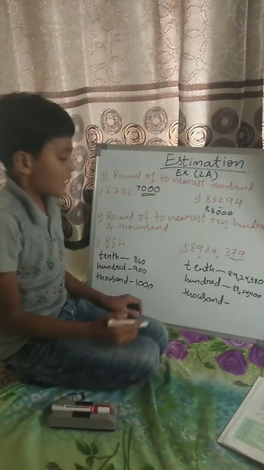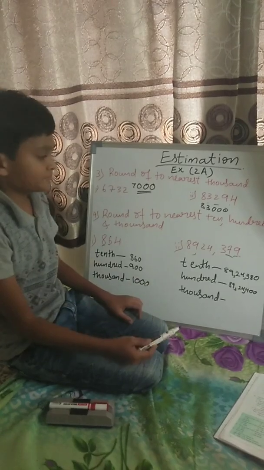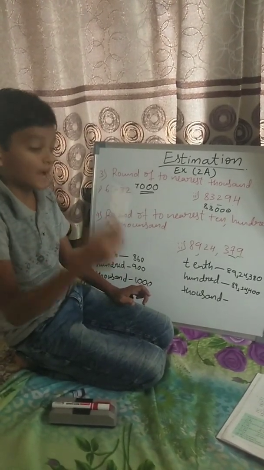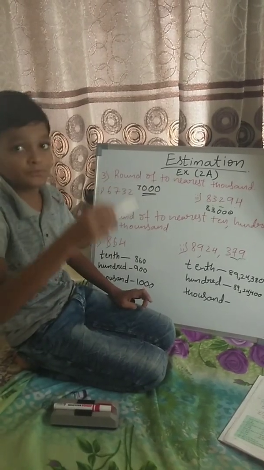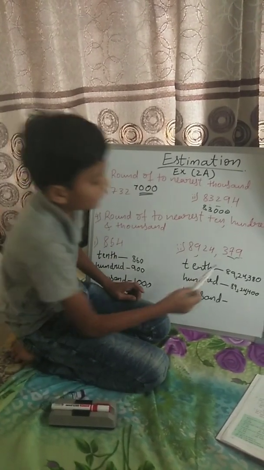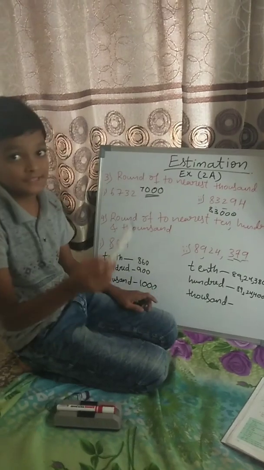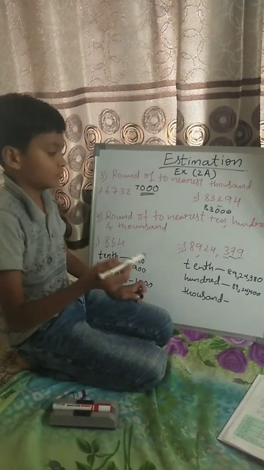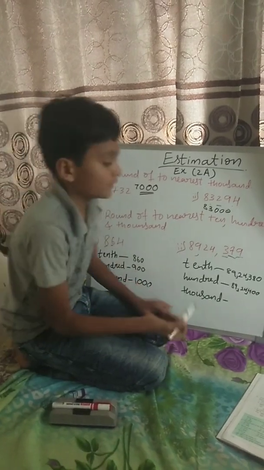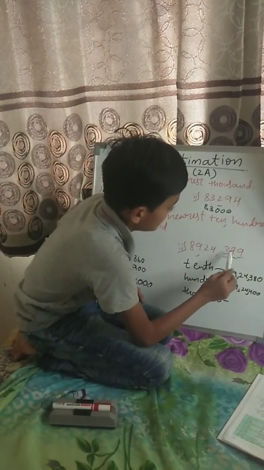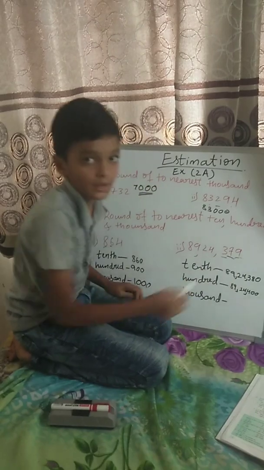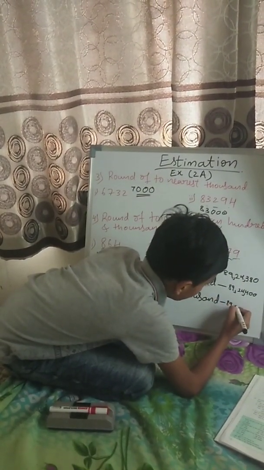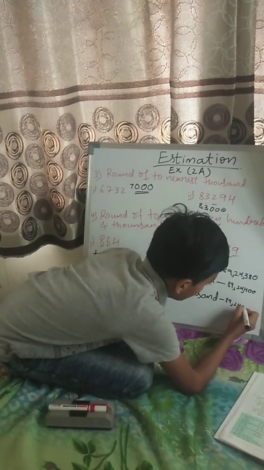Okay. Now let's move on to the 1000th place. As you know, when we have to estimate any number to the 1000, we have to observe the 100th place, and in the 100th place you can observe 3, which is lesser than 5. So we should not subtract or add anything. Just make this number 0 and keep these 3 numbers. Then the final answer is 89,24,000.